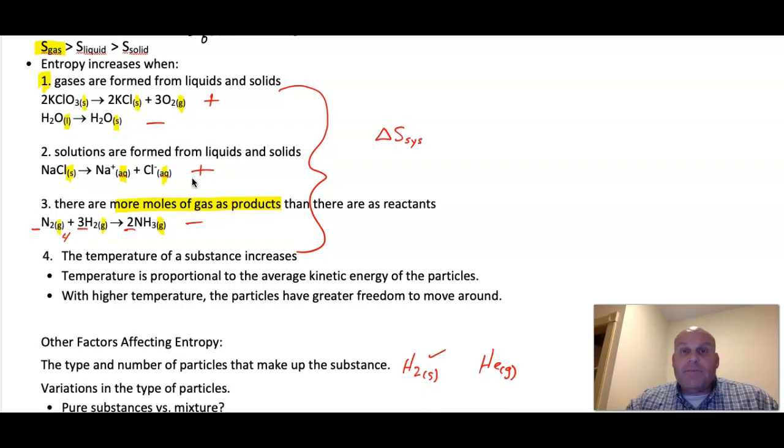So that wraps up section 2 for us on chapter 12. From here, we'll move on to the second and third law of thermodynamics and start to put it all together, our enthalpy and entropy, to predict whether or not a process is spontaneous.